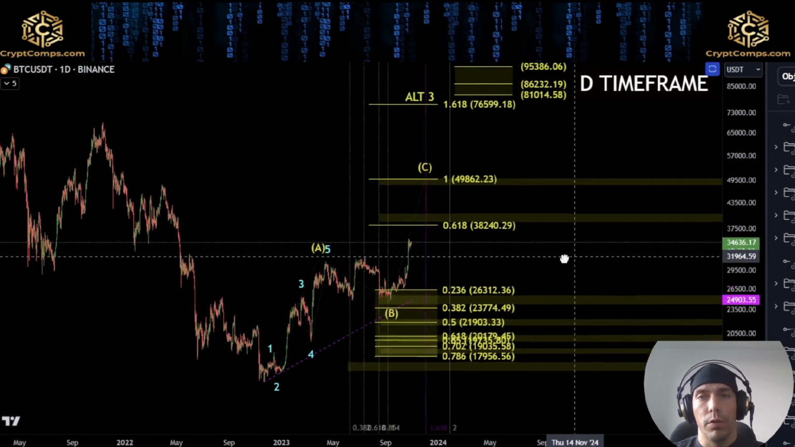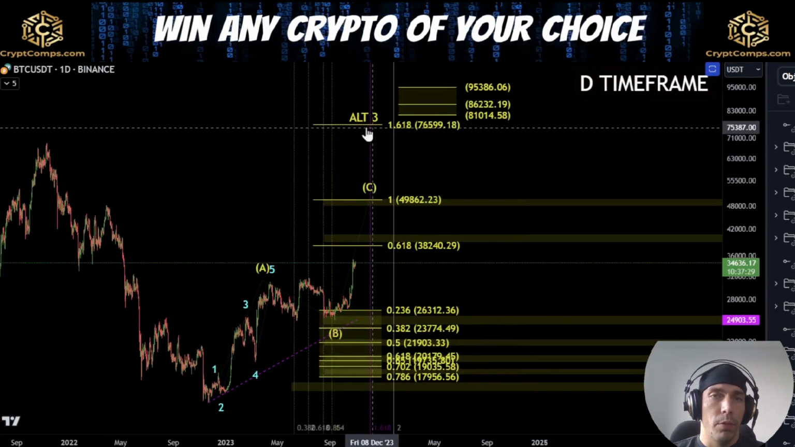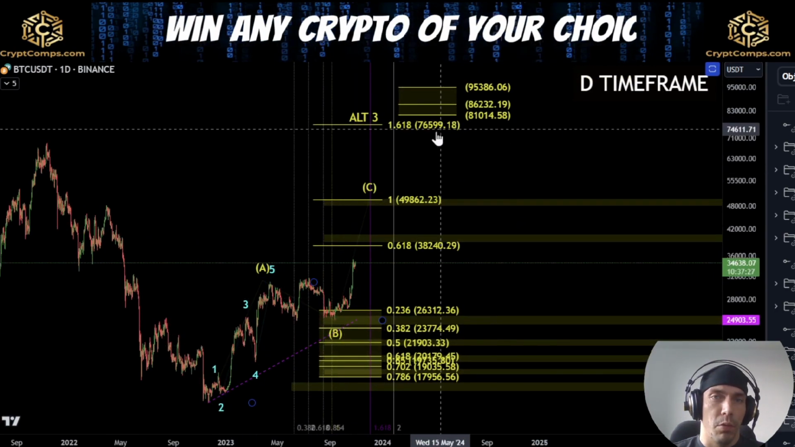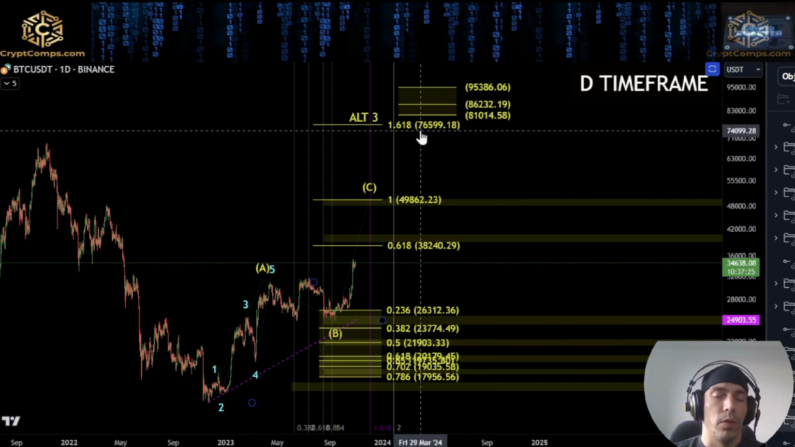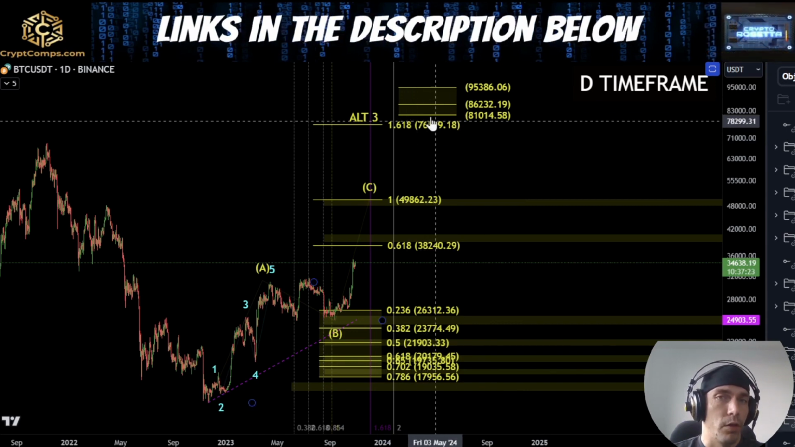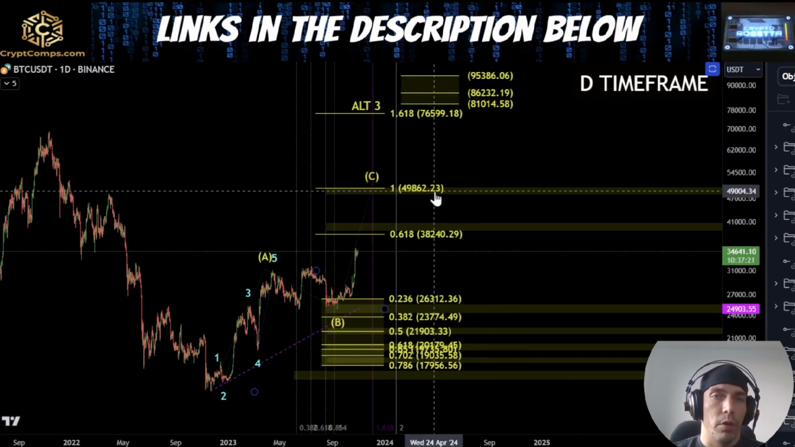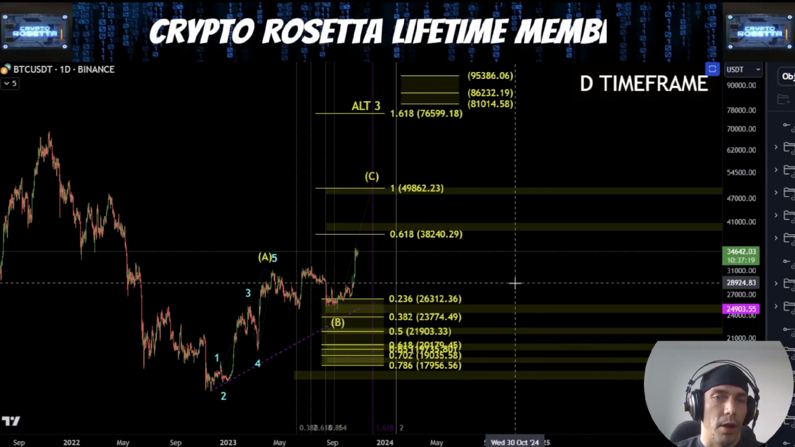Alternatively, this could also develop into a bigger wave 3. Now, for this to actually develop into a wave 3, we'd have to see a push up towards this zone of the 76,599 level, and then we'd be looking for an additional fourth and a fifth to confirm that idea.